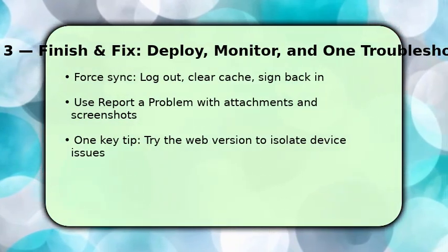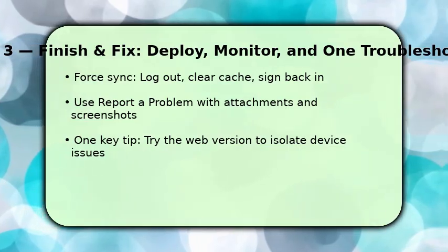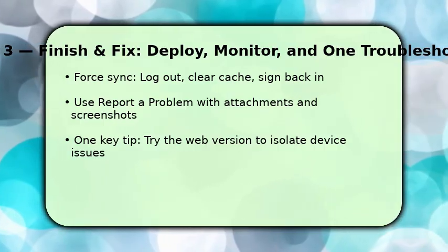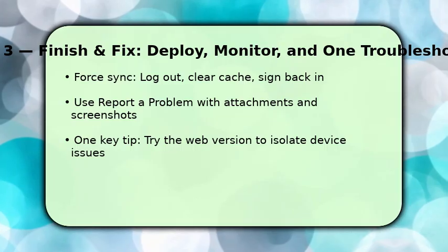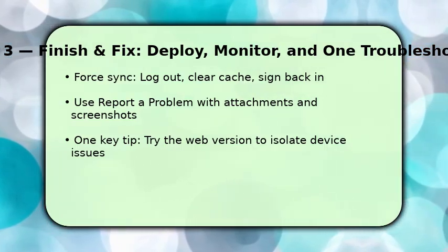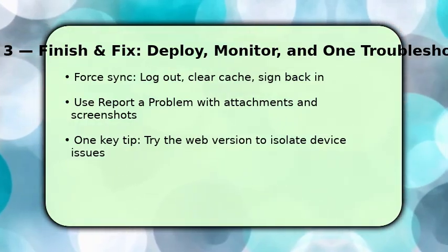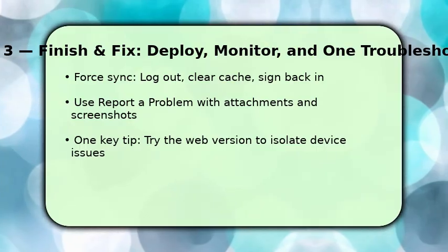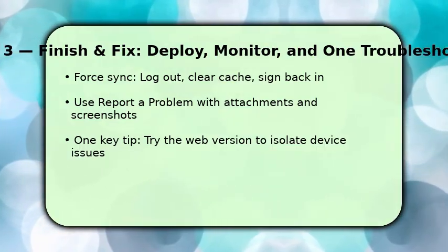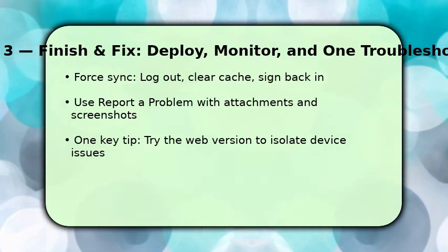This triggers message re-download. If messages remain missing, use Settings, then Report a problem, and include screenshots, timestamps, and affected usernames to expedite review. Also try the TikTok web version to determine if the issue is device-specific. If messages appear there, focus on local app data. If nothing changes, be patient. TikTok support needs time to reconcile server-side data, but always keep your screenshots and timestamps handy for follow-up.